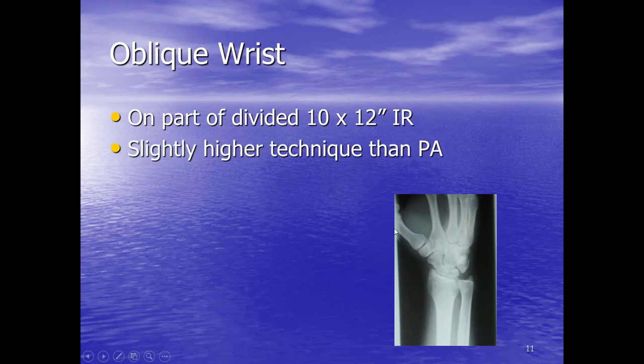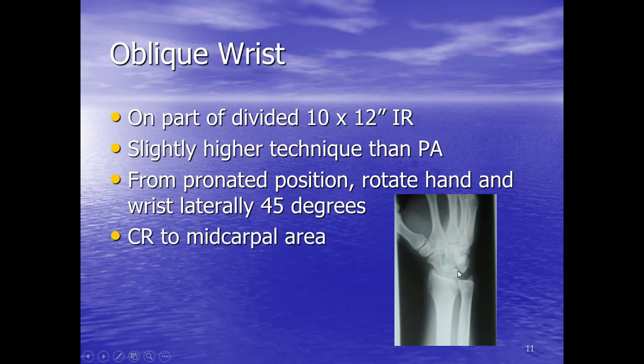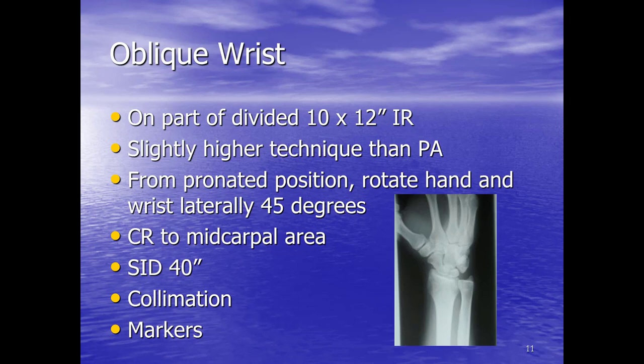Slightly higher technique than the PA, so if you're using 60 at 2.5, you could go up to 60 at 4. Pronate your hand and rotate at 45 degrees. Center to the mid-carpal area. Sit at 40. Collimate. You will use shielding on all of these. And make sure you have your markers.